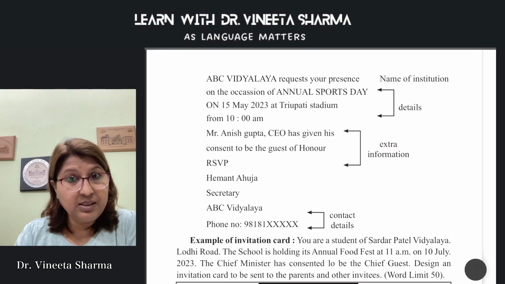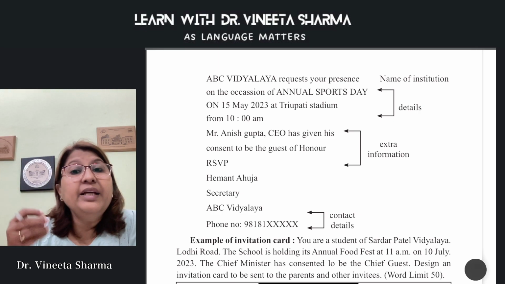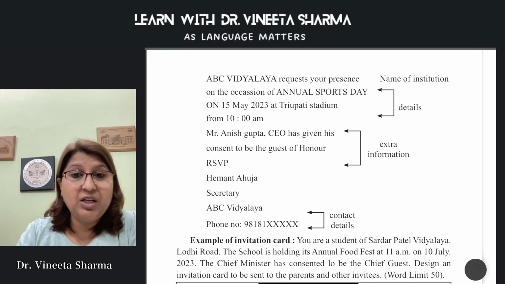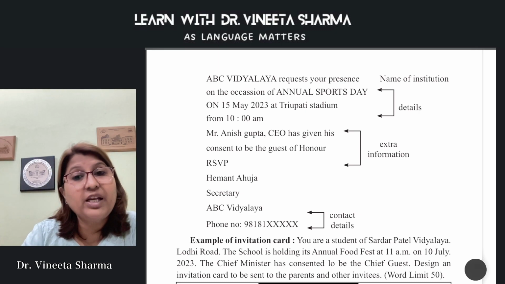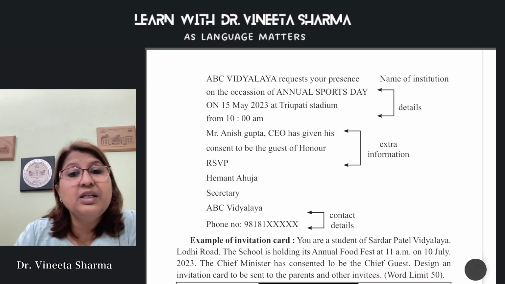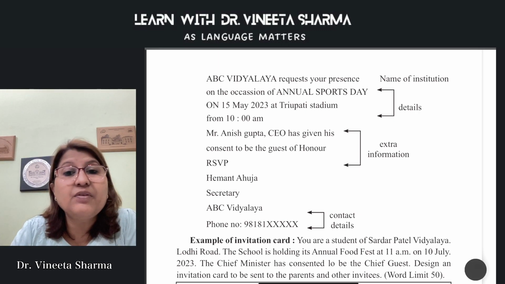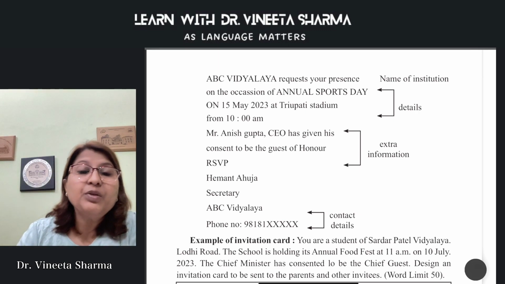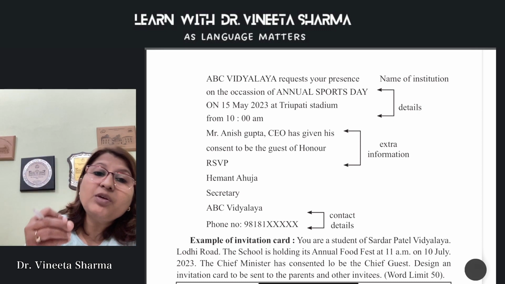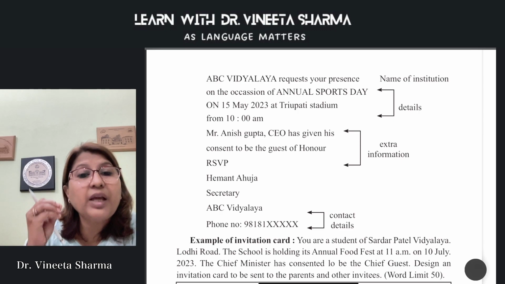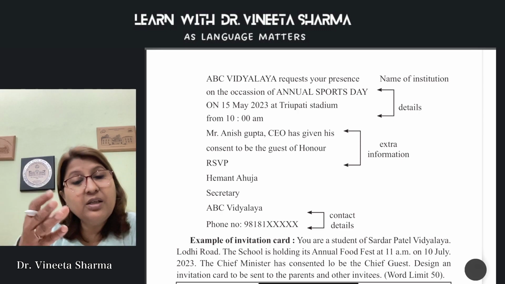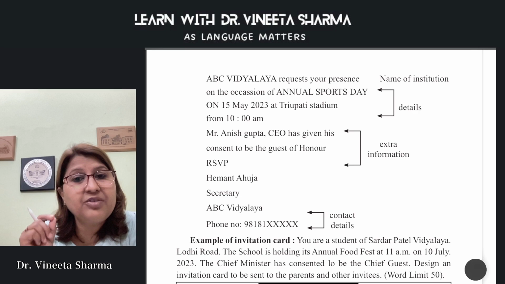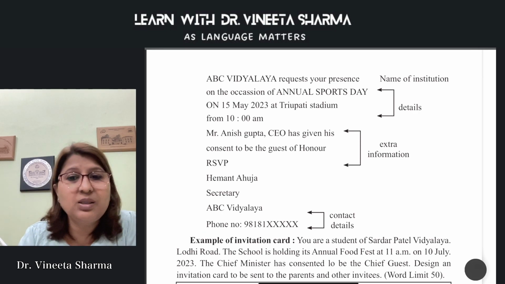These are the details. All right. And then any extra information that you have, means you are mentioning any chief guest or guest of honor, the way it has been said here, Mr. Anish Gupta, CEO, has given his consent to be the guest of honor. Then RSVP includes the details of that person who should be contacted in case some query is there. Like here it is given Hemant Ahuja, secretary, ABC Vidyalaya, phone number, this.